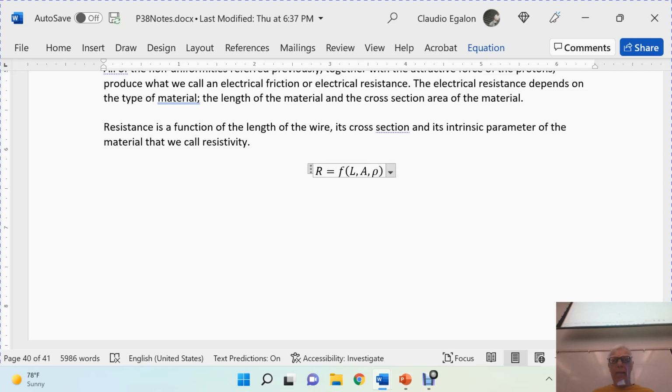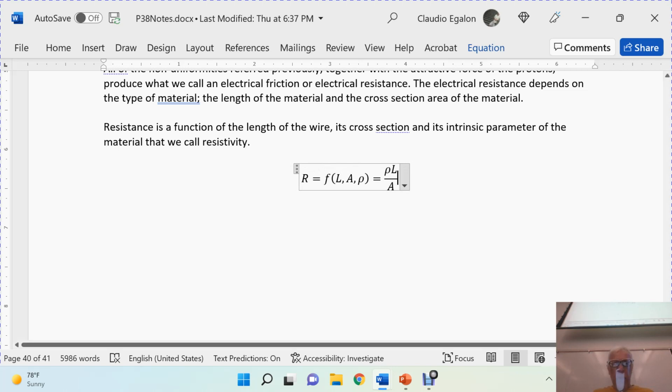Like that. And how do we relate that? It's inversely proportional to the area, directly proportional to the length, and we have this parameter. Again, I'm doing that in a very qualitative way, but it's possible to calculate that. This parameter here depends on whether it's gold or silver or iron or copper. That's the resistivity that we call.